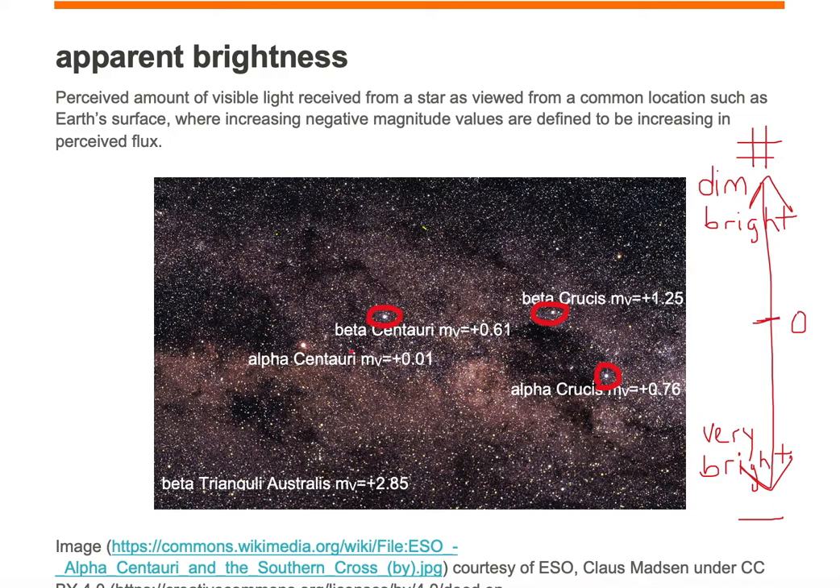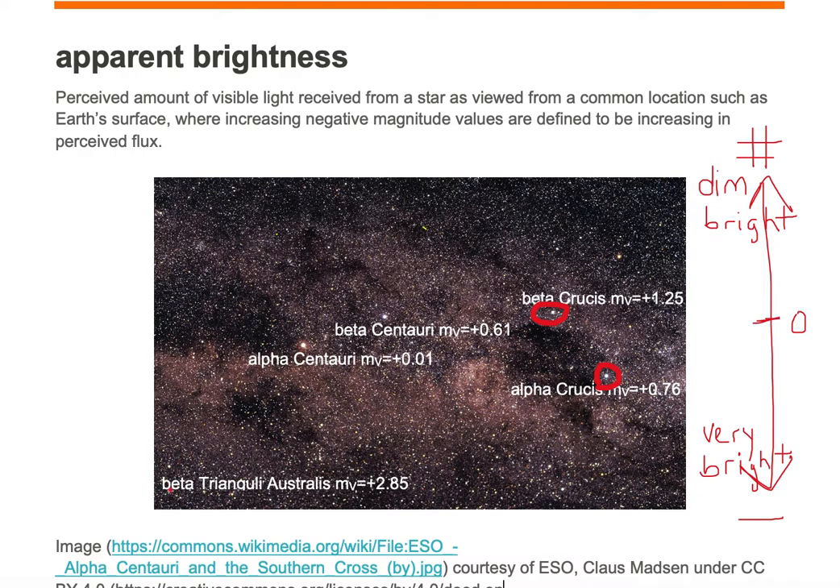Let's take a look between Alpha Centauri and Beta Centauri. Alpha Centauri is a 0.01, and Beta Centauri is a plus 0.61. 0.01 is a smaller number than Beta Centauri's 0.61. Therefore, Alpha Centauri is the brighter object. And if you take a look at it, Alpha Centauri is indeed brighter than Beta Centauri. And if you look at Beta Centauri compared to Beta Trianguli, you can see that Beta Centauri is brighter in the sky than Beta Trianguli.